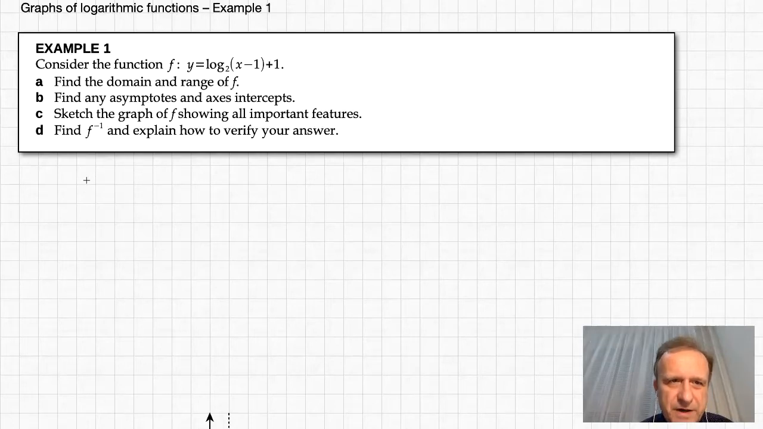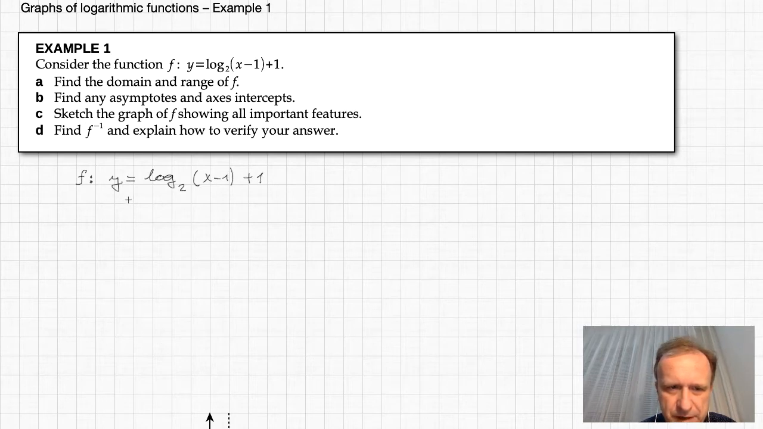Graphs of logarithmic functions, example 1. So we have to consider the function f: y equals logarithm in base 2 of (x minus 1) plus 1, and find the domain and range of this function. So let me copy it first. It's the function f: y equals logarithm in base 2 of (x minus 1) plus 1.